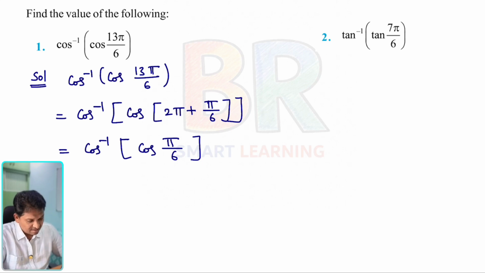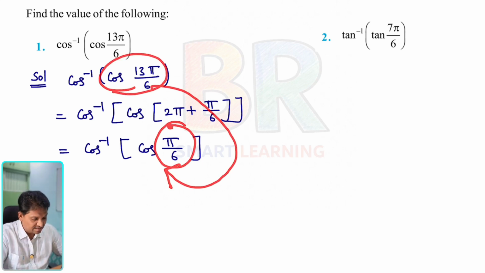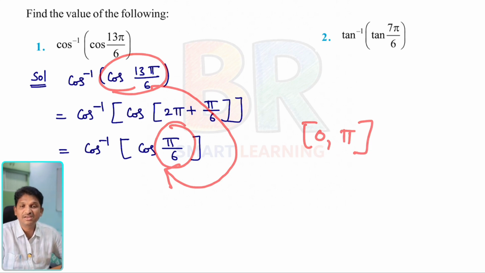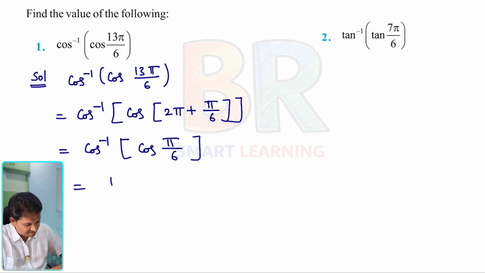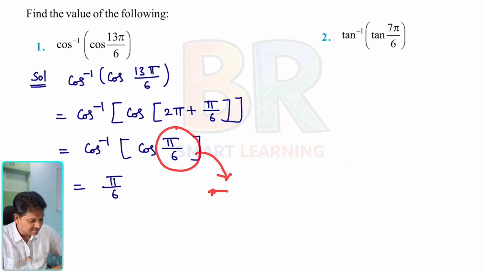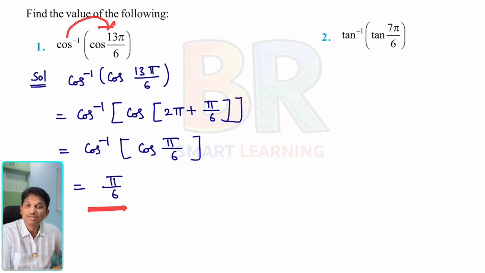Hope you understand. See here, I wrote this into this form and made sure that this is in this interval. Pi by 6 means 30 degrees, and 30 degrees is there in this interval. Now this looks like cos inverse of cos theta. Cos inverse of cos theta is theta when theta belongs to the closed interval 0 comma pi. That's why cos inverse of cos pi by 6 is pi by 6. So the value of cos inverse of cos 13 pi by 6 is pi by 6, not 13 pi by 6.